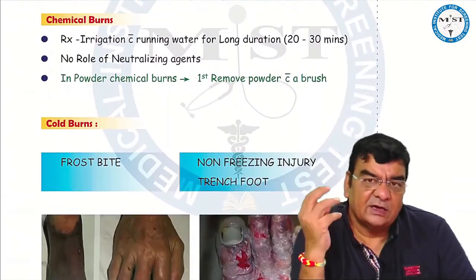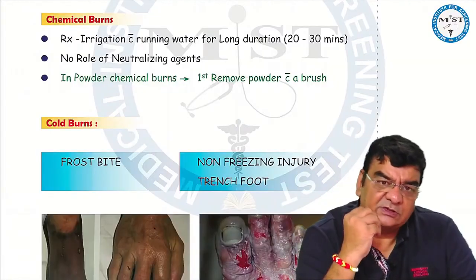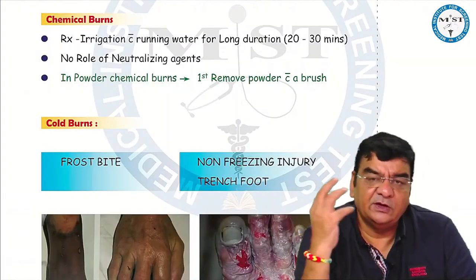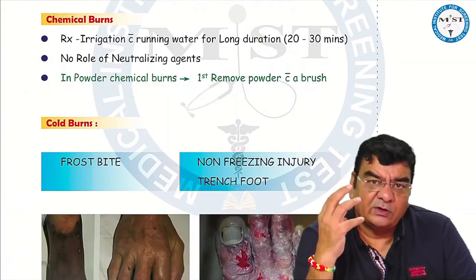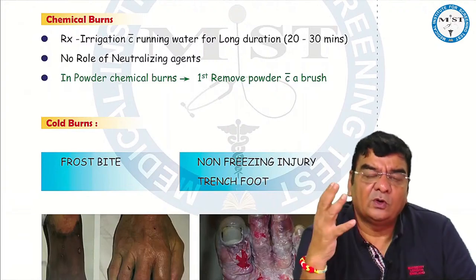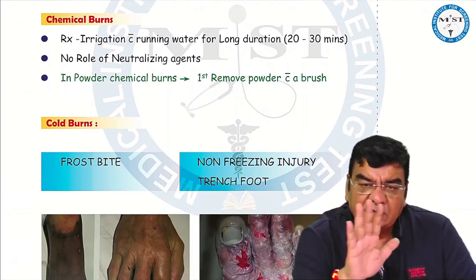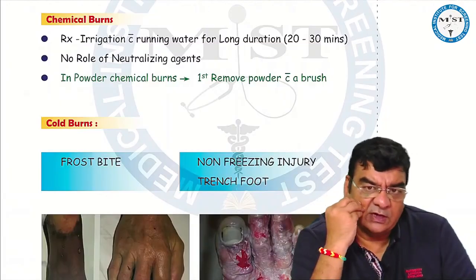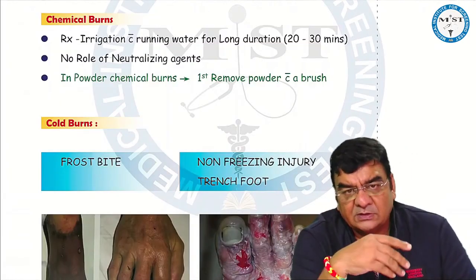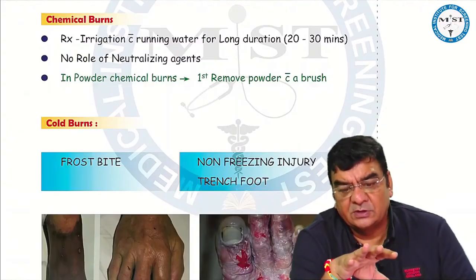Chemical burns, acid-alkali burns are more dangerous. The treatment would be irrigation with running water at room temperature for long duration, 20 to 30 minutes. No role of neutralizing agent. It should not be, if there is an acid burn, then you are putting the alkali. In powder chemical burns, just remove the powder with a brush.